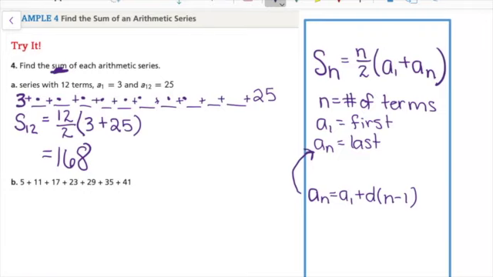In this example, however, could I just use a calculator to straight up add that? Yep. Would that probably be quicker for most of us? Yes. So should I do it that way if it's quicker for me personally? Yes. But I will show you that the formula works. So how many terms do I have here? 1, 2, 3, 4, 5, 6, 7 terms. That means n is 7. The first term is 5, and the last term is 41.